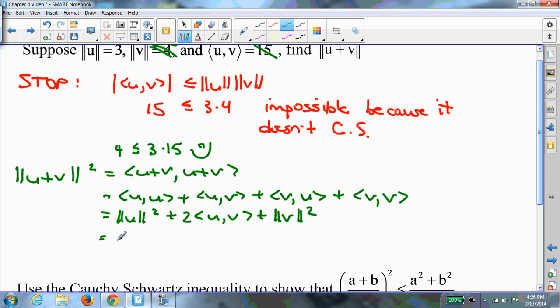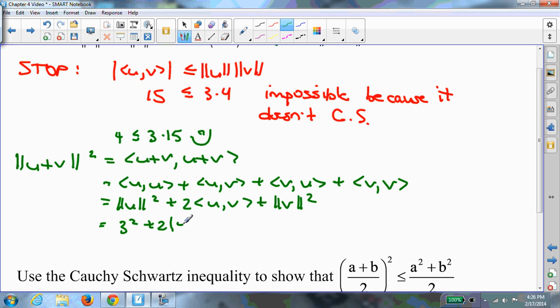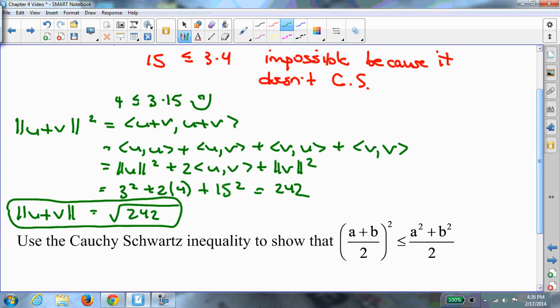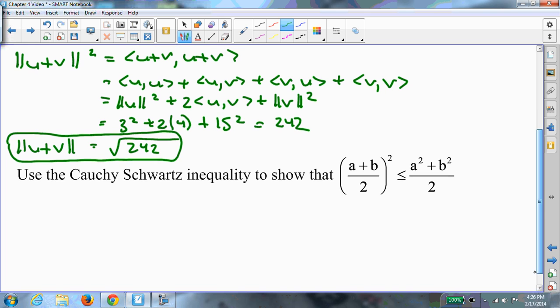So magnitude of u squared is 3 squared plus 2 times my new u dot v, which is 4, plus 15 squared. And all that equals 242. So then the magnitude of u plus v equals the square root of 242. I notice I didn't need to know any of the components of u and v to put that together. However, I did need to make sure Cauchy-Schwarz worked.